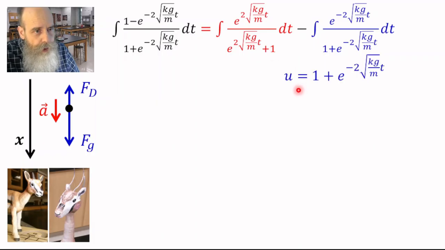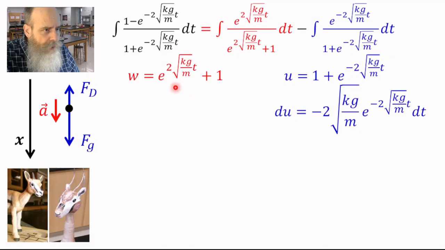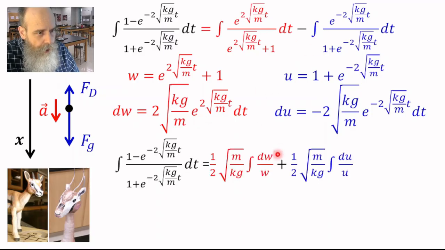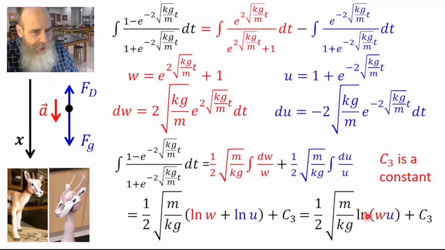Let's do this u-substitution for the one in blue. That's u, this is du. For the red one, let's do w. This is w, this is dw. Put these into the integrals and we get this. We have an integral of dw over w, and an integral of du over u. Well, this is just ln w. This one is ln u plus a constant c3. And then we can combine these two ln functions, which gives us ln wu.